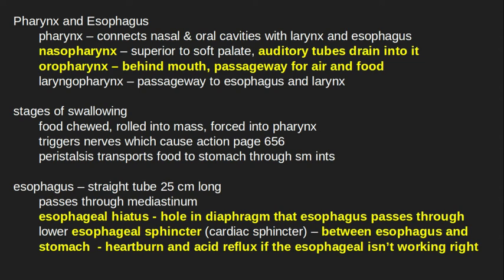As far as your esophagus, it's a straight tube that's about 25 centimeters long and passes through your mediastinum. The esophageal hiatus is a hole in your diaphragm that your esophagus passes through. And your esophageal sphincter is between your esophagus and your stomach. So if you have heartburn and acid reflux, you could have esophageal problems. It might not be working correctly.